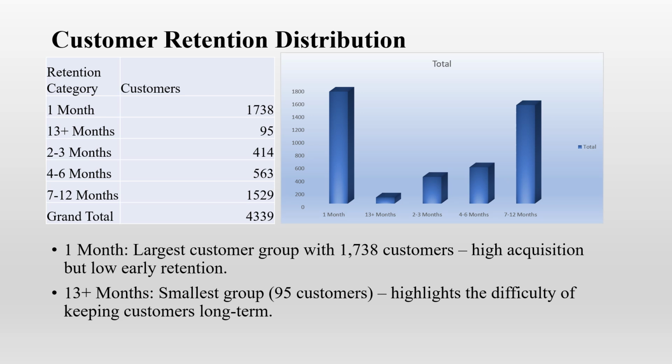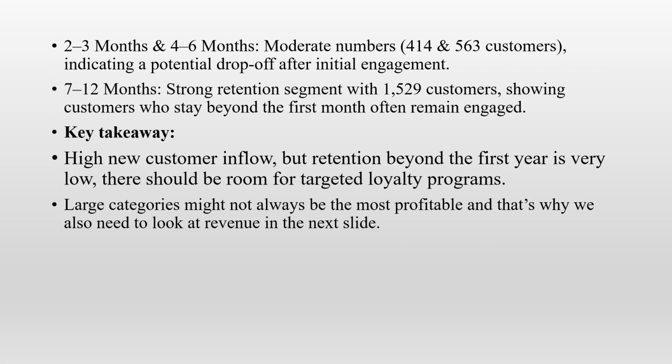13 plus months has the smallest group, 95 customers, which highlights the difficulty of keeping customers long term. 2 to 3 months and 4 to 6 months have moderate numbers, 414 and 563 customers, which indicates a potential drop-off after initial engagement. 7 to 12 months shows a strong retention segment with 1,529 customers, showing customers who stay beyond the first month and often remain engaged.